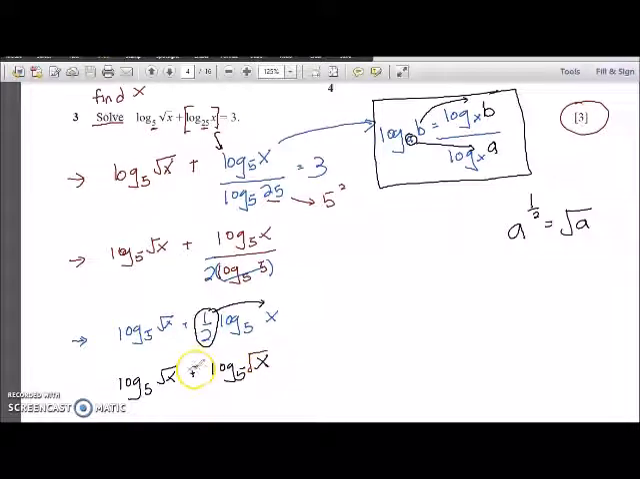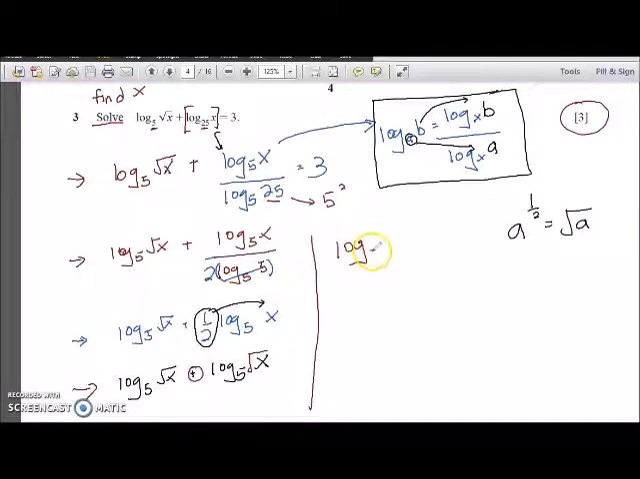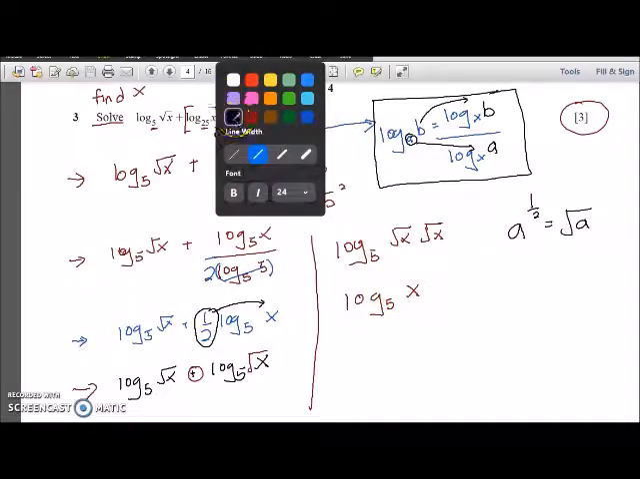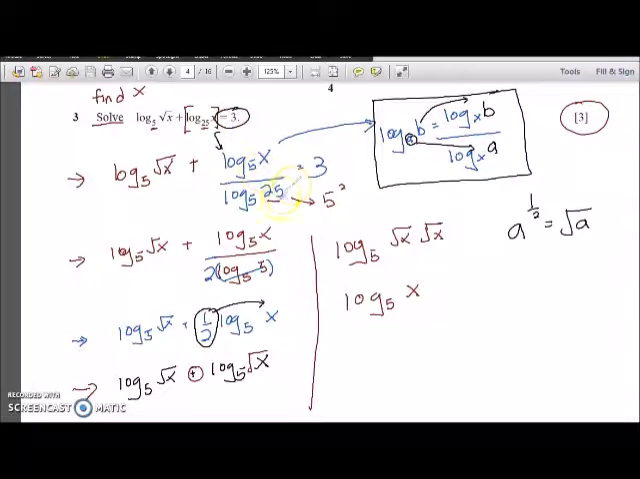Okay, now this plus represents multiply. So log 5, x multiply with square root of x. So this will become an x. Okay, not forgetting your equals 3 sign over here, which I ignored at this part.